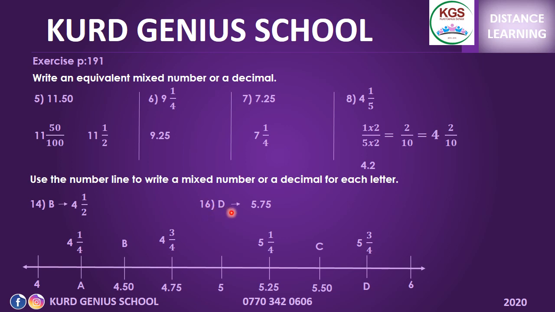Number 16, letter D. This is D. We have 5 and 3/4. So 5 and 3/4 is equal to 75. Remember the notes that I told you. So we should write here 5 and 75 hundredths.